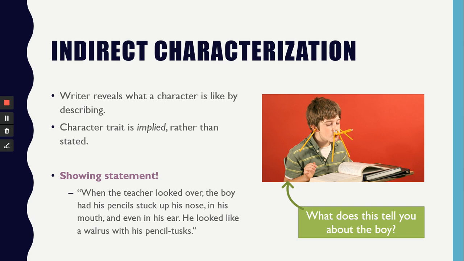So if we look at this boy over on the right-hand side and imagine that he was a character in a story, the writer might say, when the teacher looked over, the boy had his pencil stuck up in his nose, in his mouth, and even in his ear. He looked like a walrus with his pencil tusks. So what does that tell us about this boy? Perhaps this boy is a class clown. He seems like kind of a goof, kind of a show-off. The writer tells us that this boy is a class clown by describing something that he does, showing us what this boy does. That would be an example of indirect characterization.